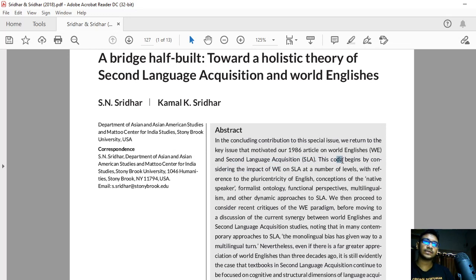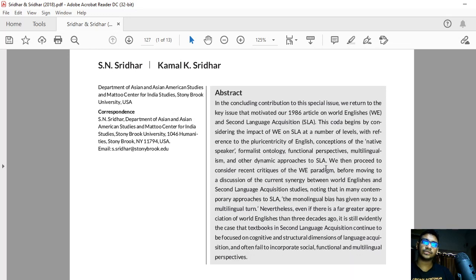This coda, as I said, is additional information, you can say, an additional argument. This coda begins by considering the impact of WE on SLA at a number of levels. So they're going to look at it from many levels, many arguments, with reference to the pluricentricity of English. So this is an important term, pluricentricity. It means that English is not specifically central to a specific region or a specific country or a specific nation.